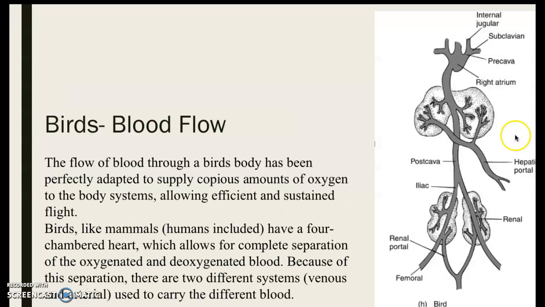So now we're going to trace the blood flow through the bird's circulatory circuit. The flow of blood through a bird's body has been perfectly adapted to supply copious amounts of oxygen to the body systems, allowing efficient and sustained flight. Birds, like mammals, humans included, have a 4-chambered heart, which allows for complete separation of the oxygenated and deoxygenated blood. Because of this separation, there are 2 different systems, venous and arterial, which are used to carry the different blood.